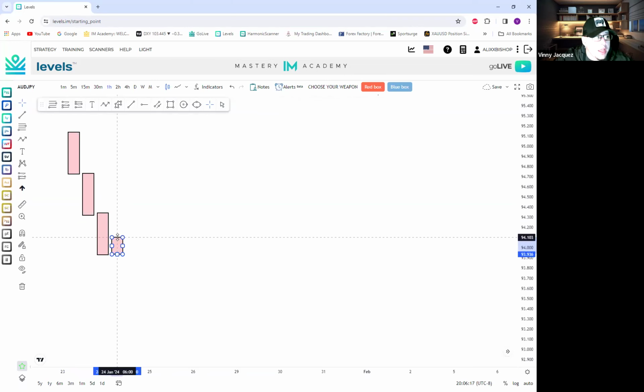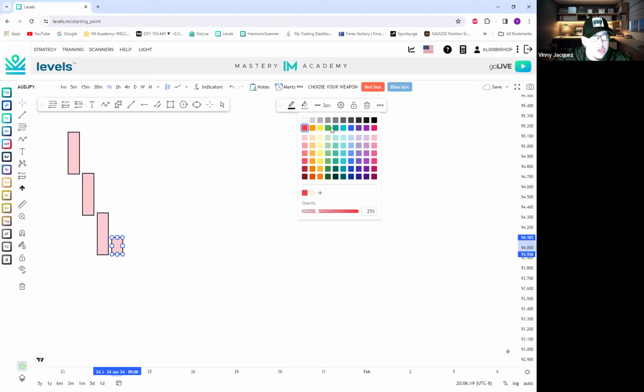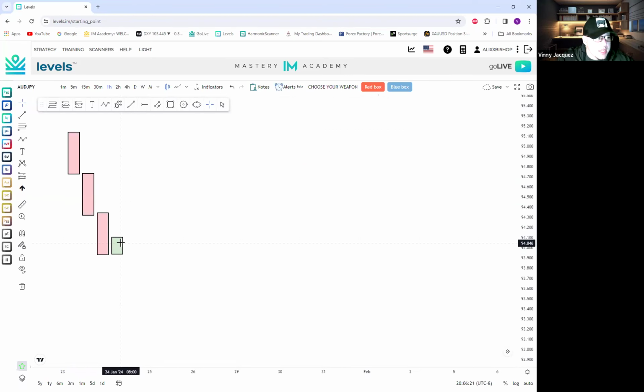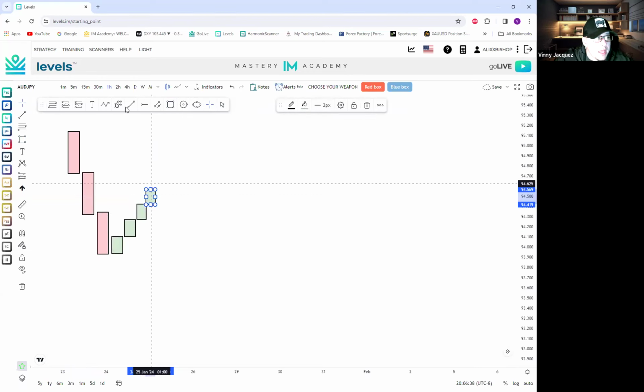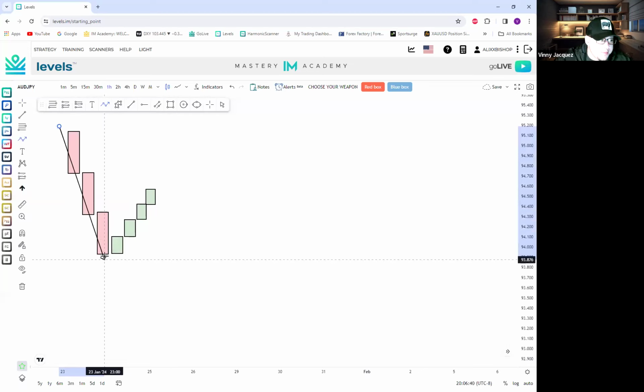Now, sooner or later, market is going to have to pull back. It doesn't always just drop in a straight line. You know what I'm saying? So sooner or later, market will pull back and give you some type of structure. So at the moment, all we have right now is lower low and lower high.